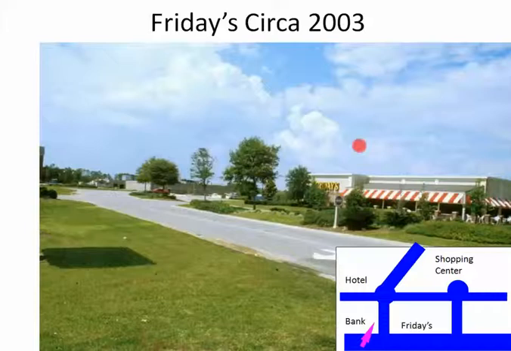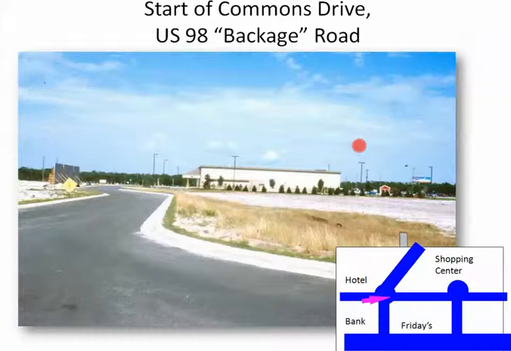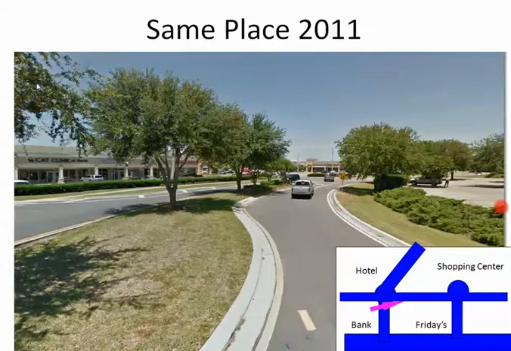And this is where the Fridays was, or still is. And this is what the backage road looked like in 2003, because you can see now that people have connected to that cul-de-sac that you saw a few slides earlier. And this is what it looks like today. Very, very well planted out, and it really helps the connectivity between the many shopping areas, not just one shopping center.